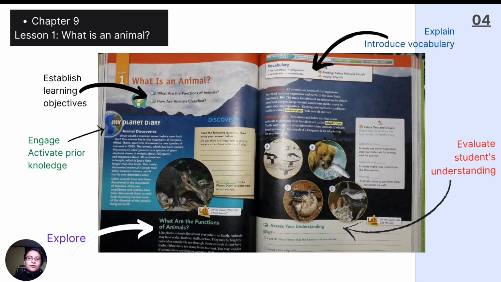We can observe and read the different parts of the text where we establish objectives, such as students will be able to identify the functions that enable animals to meet their basic needs, and continue with activities to explore and engage their knowledge, also explaining the new vocabulary to finally assess the students' understanding.